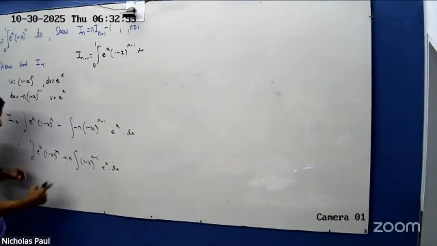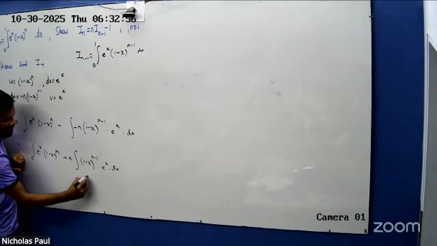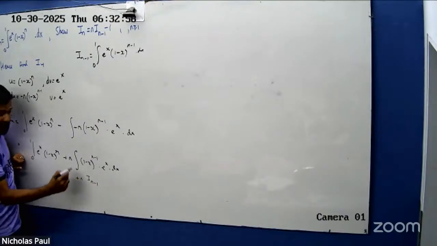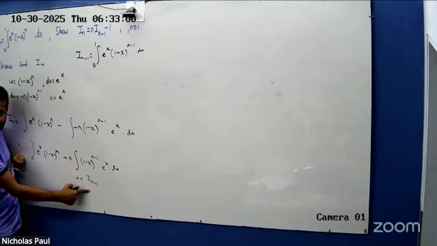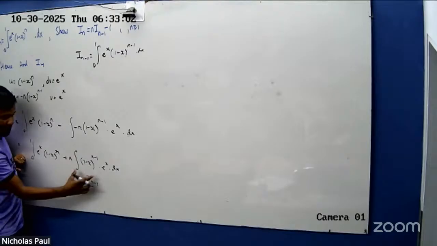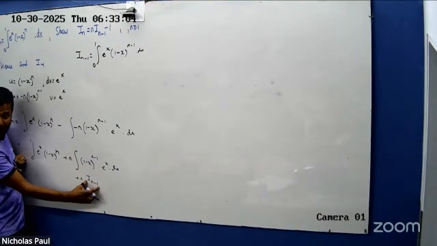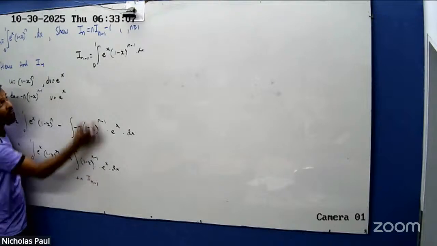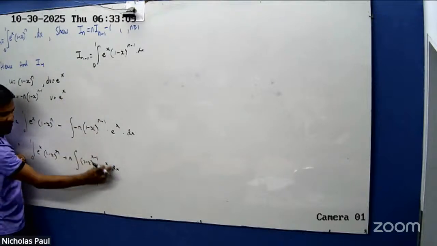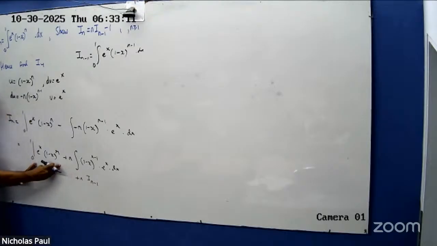Right? So now I have plus n times I_(n-1). This whole thing becomes that. Right? This here is I_(n-1). Seen it? So therefore, this here becomes that. Now I have to focus on here.